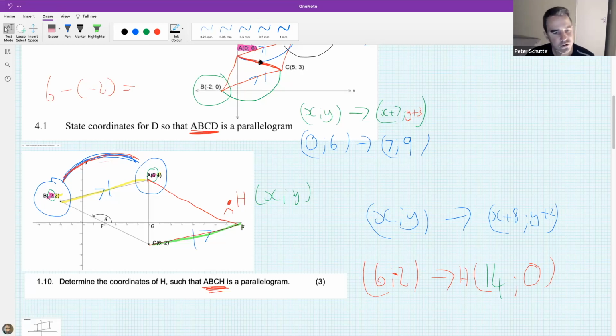Okay, Kayleen, so there's two ways of doing it. Instead of going from B to A, I could have also used another method. Like I could have gone from B to C and then gone from A to H, and you would have got the same answer. Yeah.